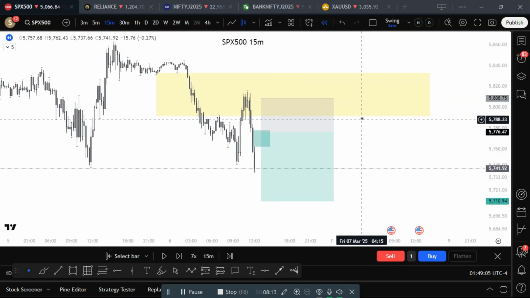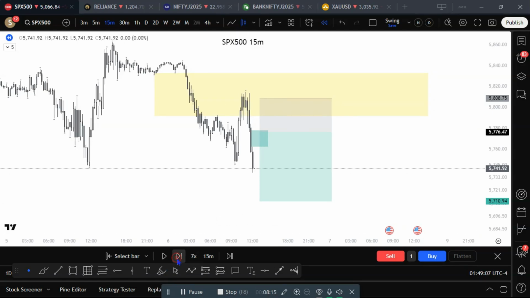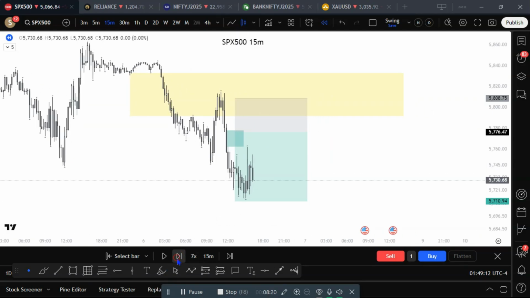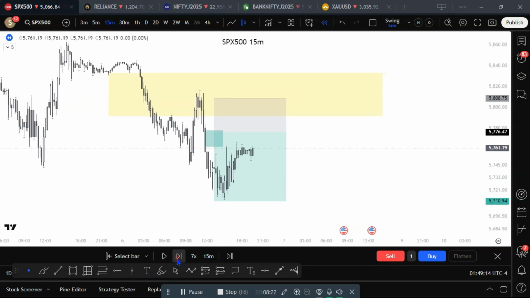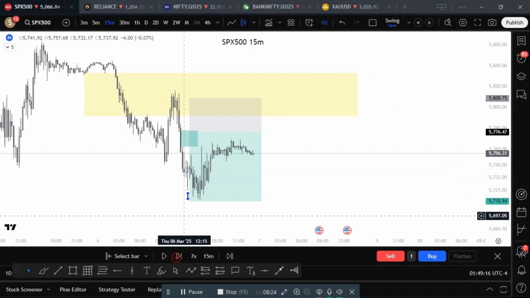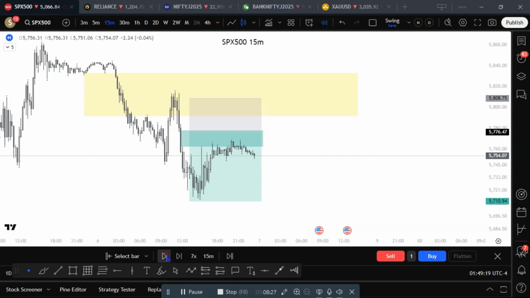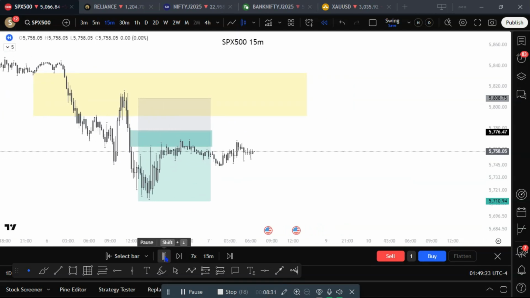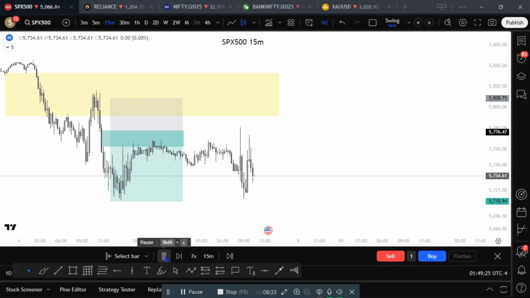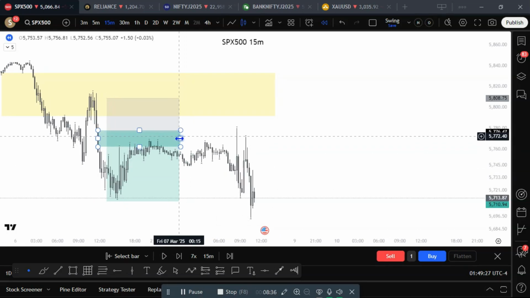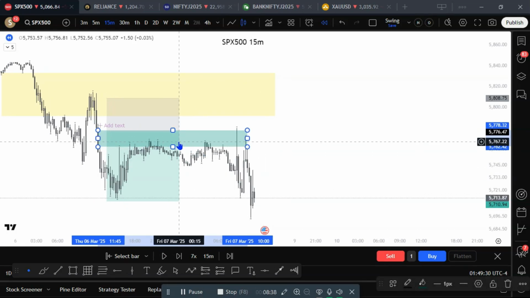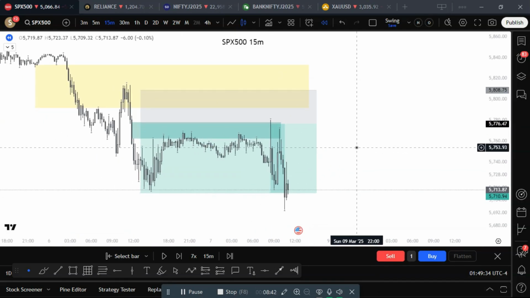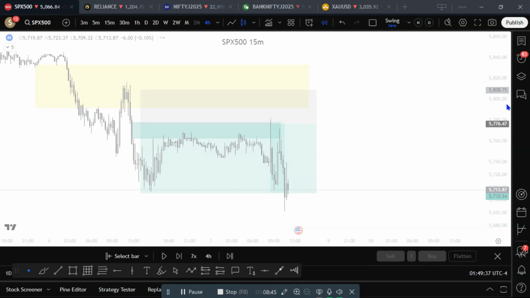Okay, now wait for the price to... okay, so price tapped. Just wait. And here we go, guys. So we made once again 2R. So far we made 4R.